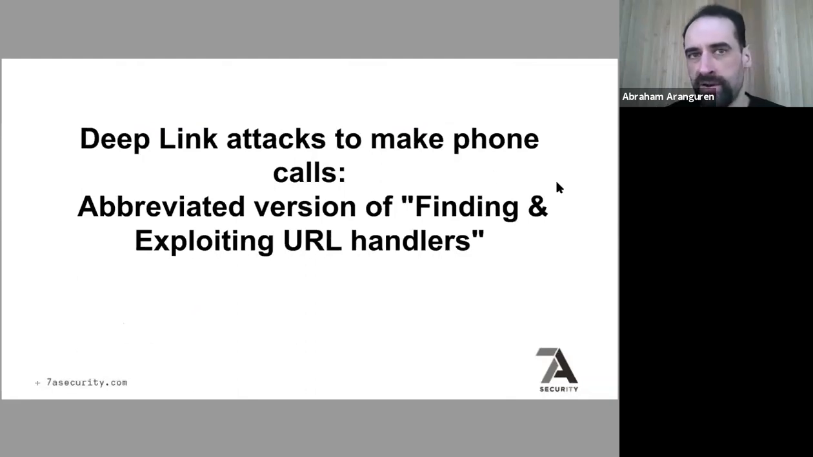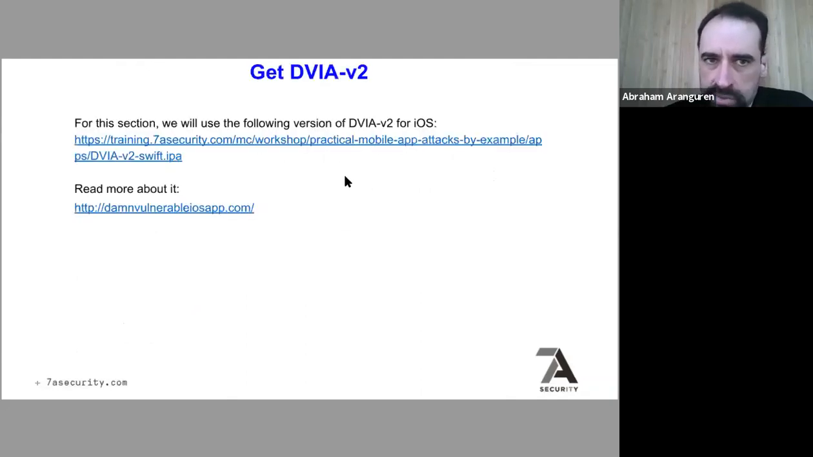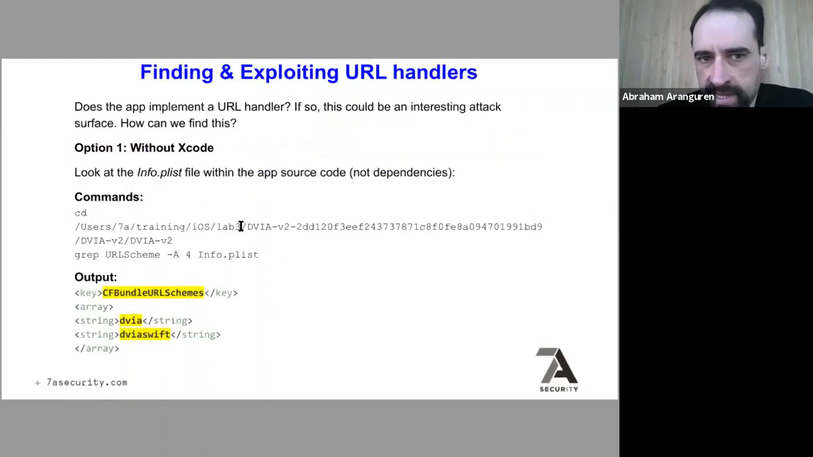And now, of course, iOS is jealous of Android, right? And it wants coverage as well. So let's talk about deep links on iOS. So deep link attacks to make phone calls, right? This is an abbreviated version of our mobile training where we explain this in a lot more detail about finding and exploiting URL handlers. For this, we are going to use the Vulnerable Insecure app. It's better if you use the one from the training portal in case the public one changes. But you can try the public one as well for this, and see how far it takes you.